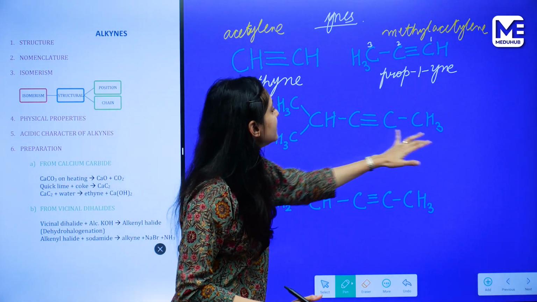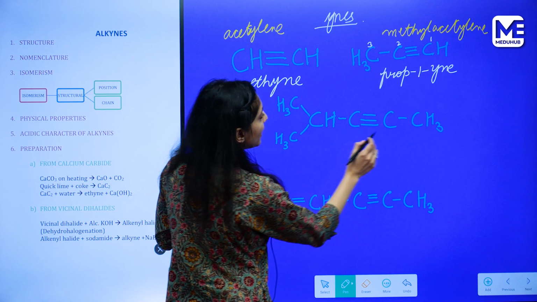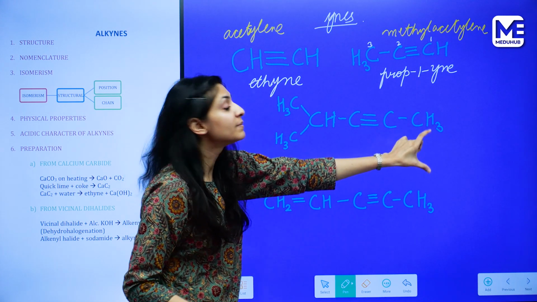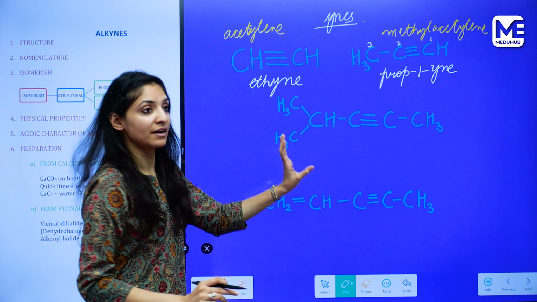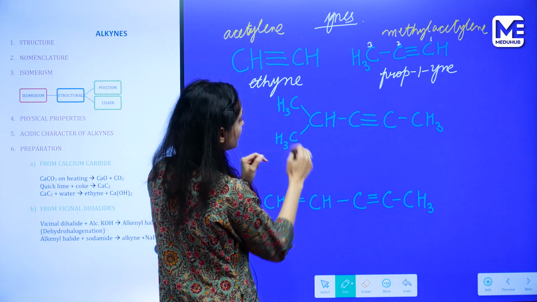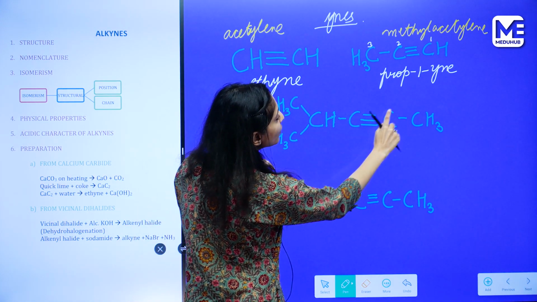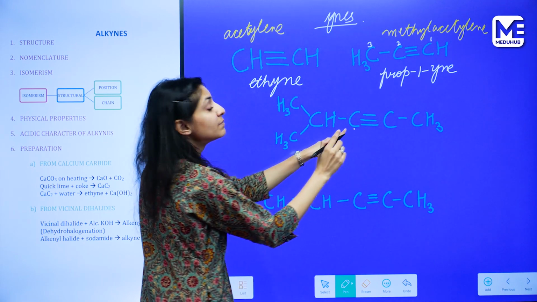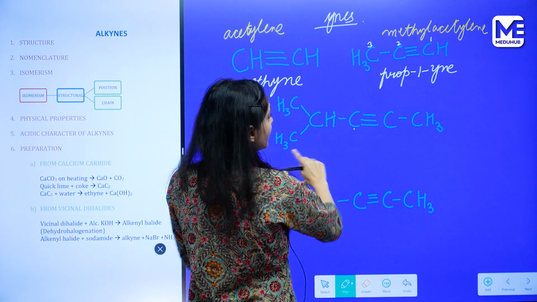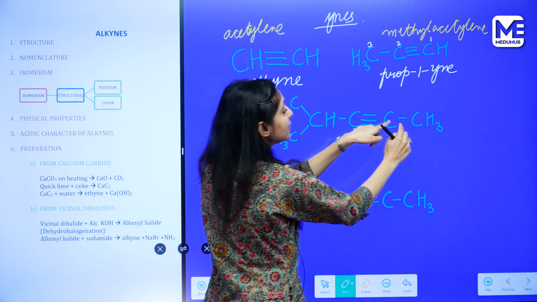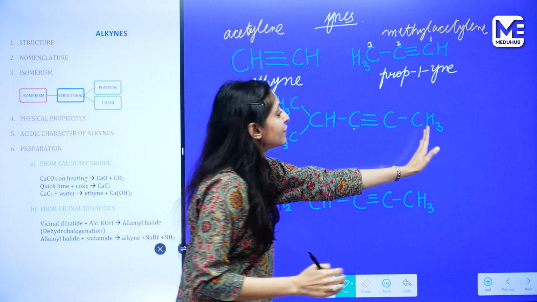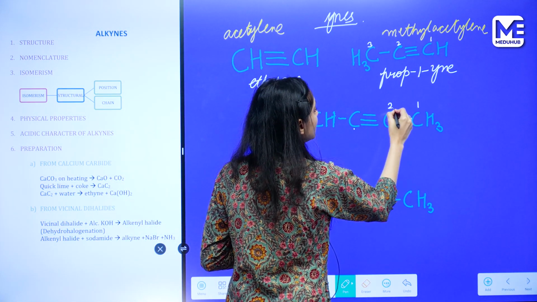Look at this one. This is a little more complicated. Here the longest carbon chain is 1, 2, 3, 4, 5. The longest carbon chain contains 5 carbons. From where will we start the numbering, left or right? Let us start numbering from here first. 1, 2, 3, 4, 5. The triply bonded carbon is getting the number 3. If we start from this side, 1, 2, 3, 4, 5, the triply bonded carbon is getting the number 2. According to the lowest locant rule, we will start from here. So we'll number it.